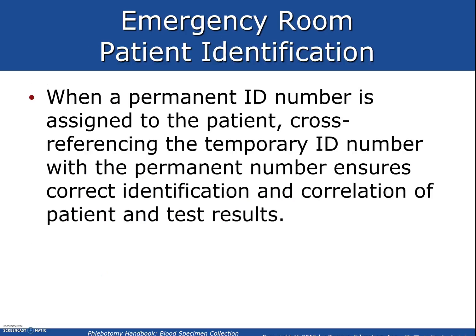Emergency room patient identification. They are going to get a temporary ID number when they first enter the ER if they are unconscious, and when a permanent ID number is assigned to the patient, we will cross-reference it to that temporary one, and then we ensure correct identification, correlation of patient, and test results. So if we cannot ID a patient, they don't have a driver's license, they cannot speak to us, they will get a temporary ID number that identifies them until we establish identification, and then we give them a permanent ID number.